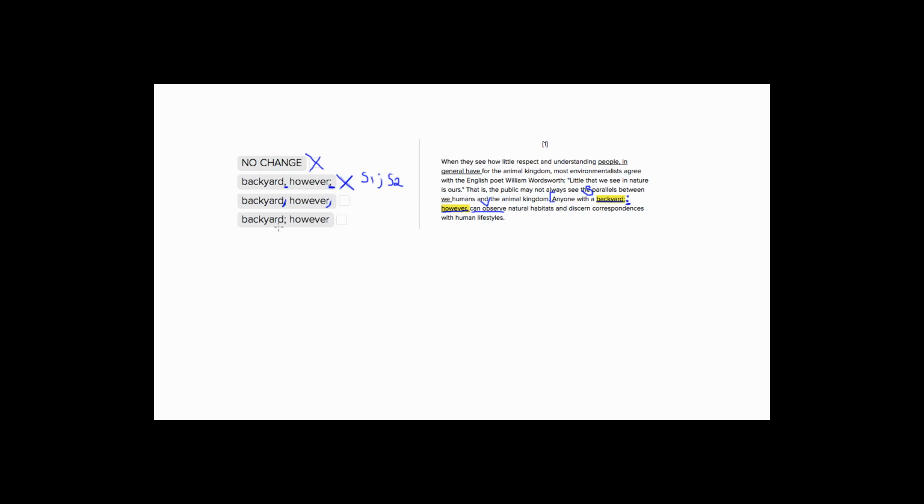Choice four also has the semicolon, which is going to be wrong because even though it's on the other side, you're separating the subject from the verb, and anyone with a backyard is not a standalone thought, so it can't be by itself. So choice three is the only answer that will work.